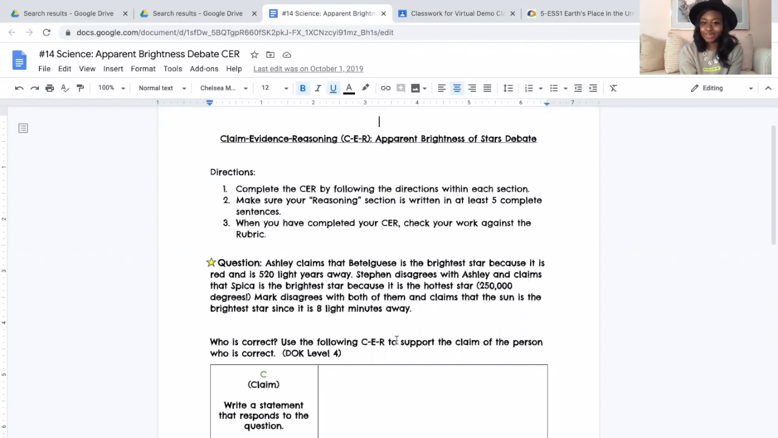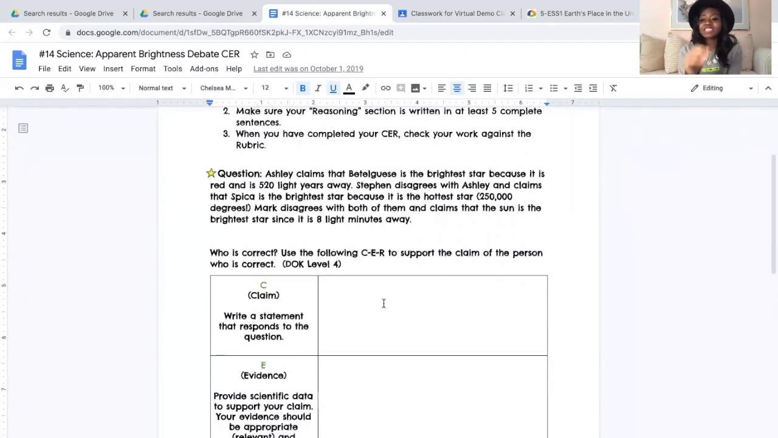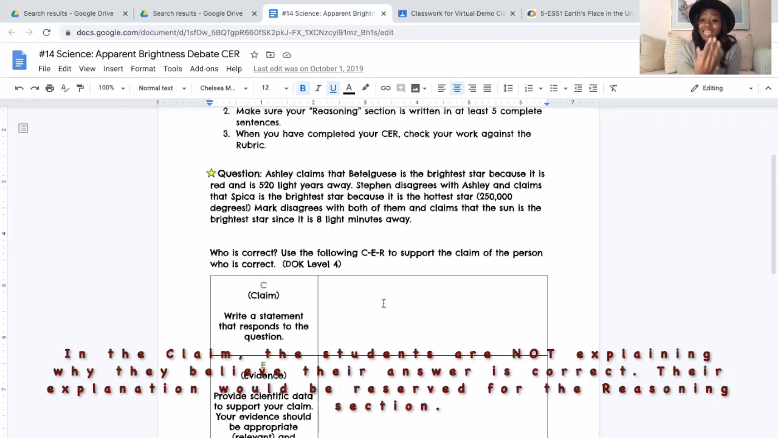So right where it says question, that's where you'll see the question. And essentially, it's the student's responsibility to address each section of a CER. So they're going to provide a claim, they're going to provide evidence, and they're going to provide a reasoning. So a claim is just simply the student's response to the question. It's the student's answer to the question. In the claim, the students are going to say what they believe to be the correct answer.